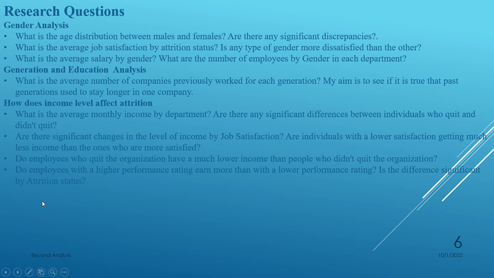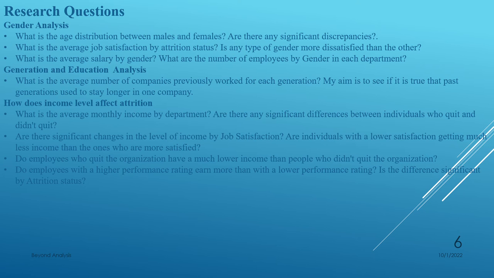And the research questions, these are questions which will help us to understand reasons or factors which led to employee turnover. We have grouped them into 4 categories: the ones dealing with gender analysis, those dealing with generation and education analysis, those dealing with income level, and lastly, working environment. When we base our questions on gender analysis, here we are going to understand the distribution between males and females and find out if there are any significant discrepancies.